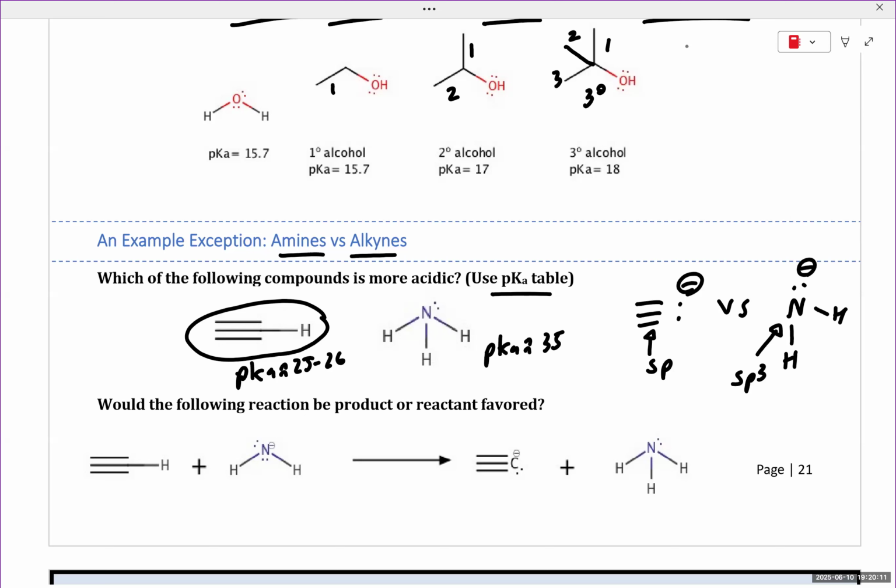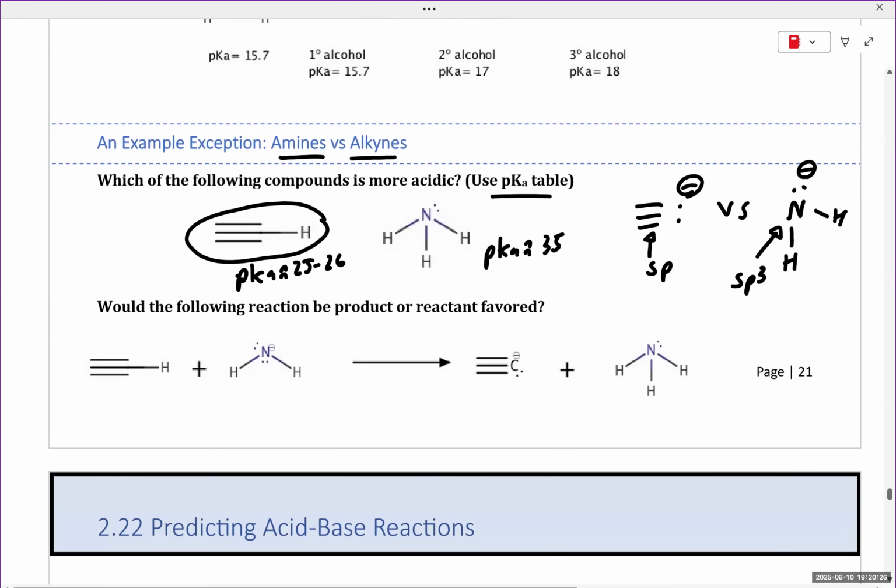The reason why I'm showing you this exception is just the fact that you do want to be familiar with the pKa table and use the pKa table as sort of a starting point to begin to compare the acidity of different compounds. To this end, we can determine whether the reaction will be product or reactant favored. We can use pKa values for this.